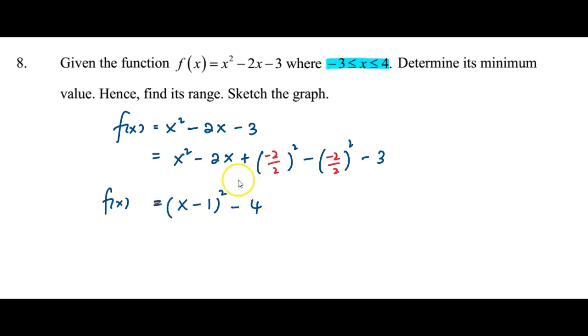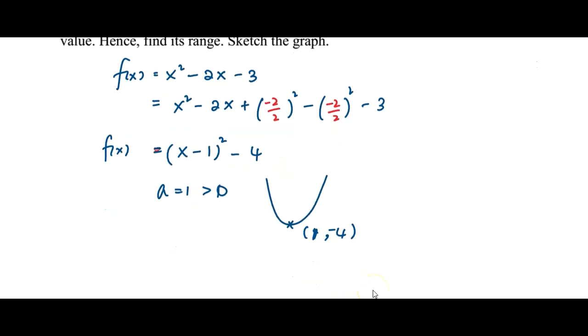Alright, I have completed the square and got this form, and now you can see the coefficient of the x squared is equal to 1 and is greater than 0. So it has a minimum point, and the minimum point is given by 1, negative 4. Reverse the sign of this, you get 1, and then follow this one, negative 4, directly taken to represent the y coordinate.